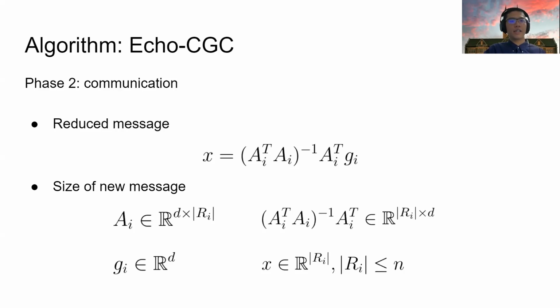Now, let's look at the size of the reduced message. We know the size of the set R_i is at most n, so the matrix A is at most a d by n matrix, and the pseudo-inverse is at most an n by d matrix. Also, the gradient G is a d-dimensional vector, so altogether the reduced message X is an at most n-dimensional vector. Since d can be as large as millions and n is in practice about hundreds, the complexity of the reduced message is almost negligible compared to the original gradient.